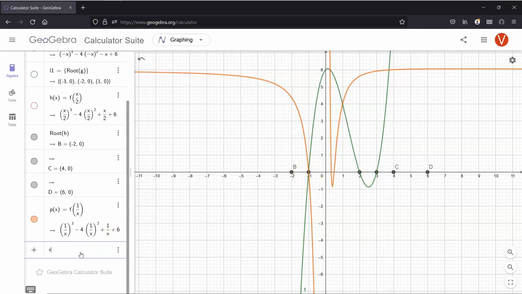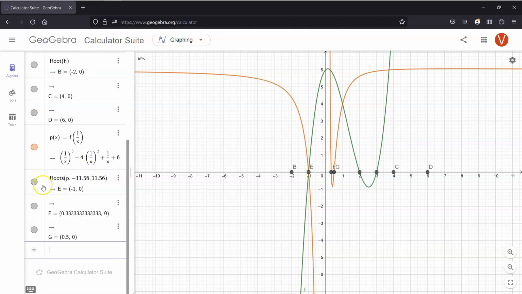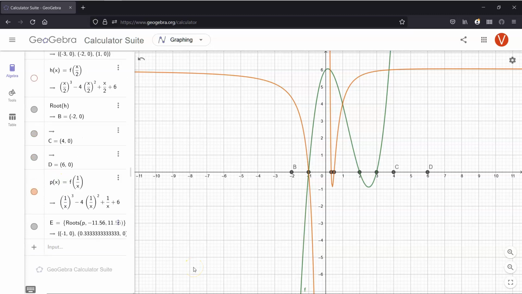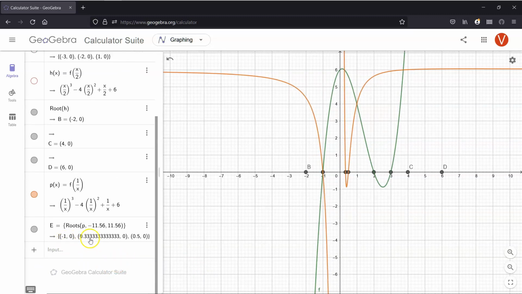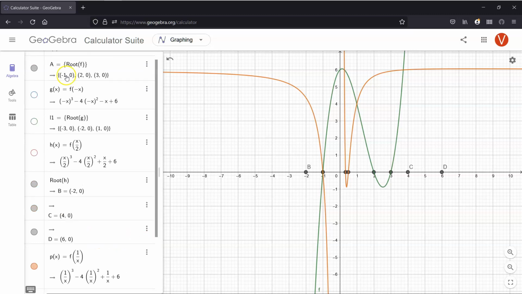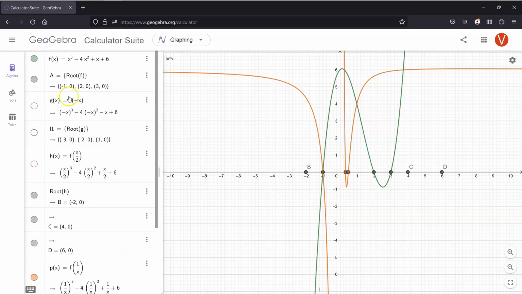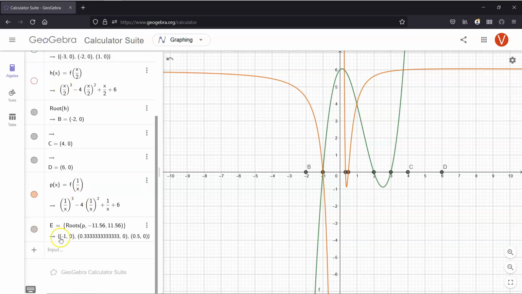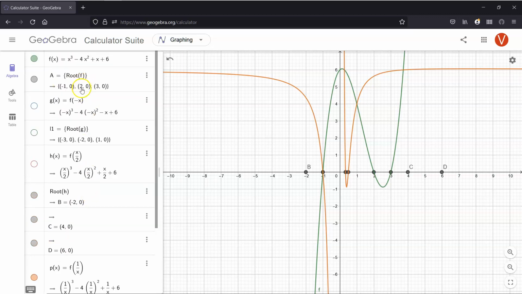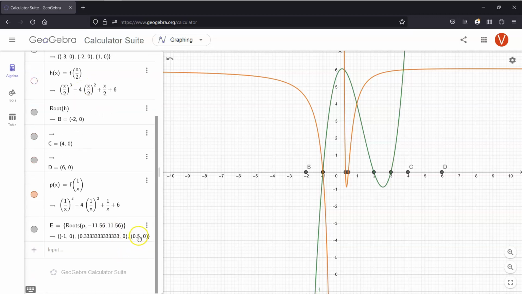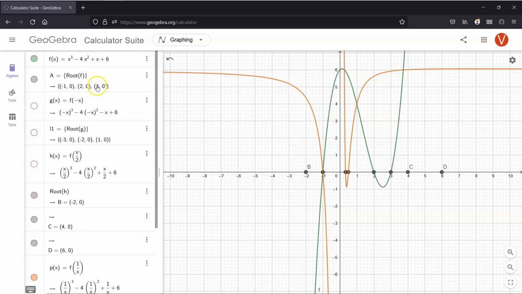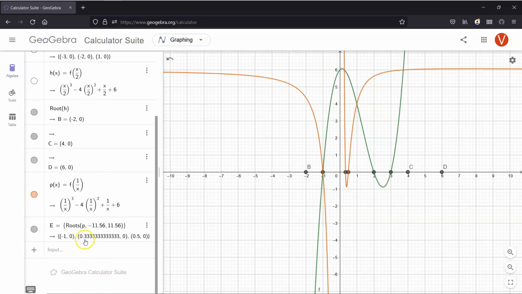So here again, if we see the roots, the roots of p, again, let me display it as a set. So here you see minus 1, 0.333, 0.5, as I have said 1 by x. So the reciprocal of minus 1 is minus 1. The reciprocal of 2 is 1 by 2, that is 0.5. The reciprocal of 3, that is 1 by 3, that is 0.333.